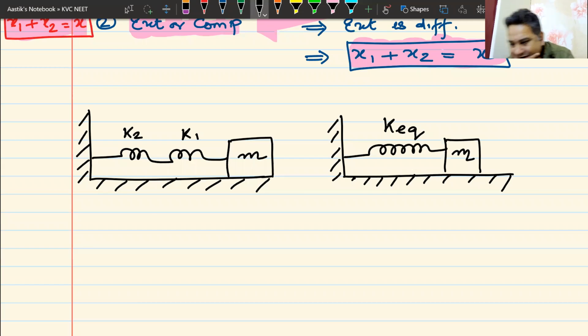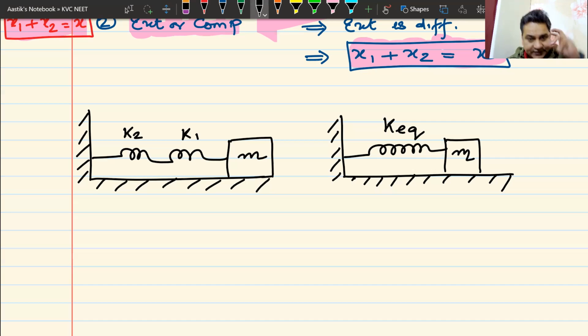Now, coming on to the next point, which is the most important point here in this discussion. We have seen that two springs are attached like this, one after the other. Spring constant K1 and K2. We have also seen that they don't have the same extensions. X1 and X2 is equal to X, but they have the same forces. F1 is equal to F2. K1 into X1 should be equal to K2 into X2.